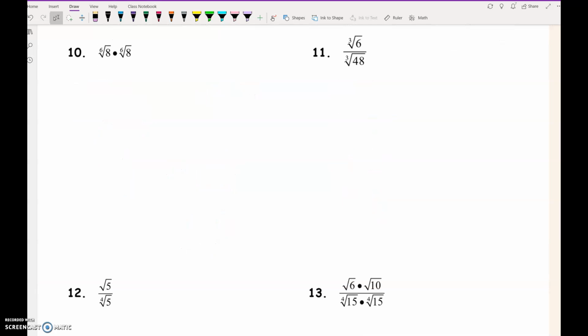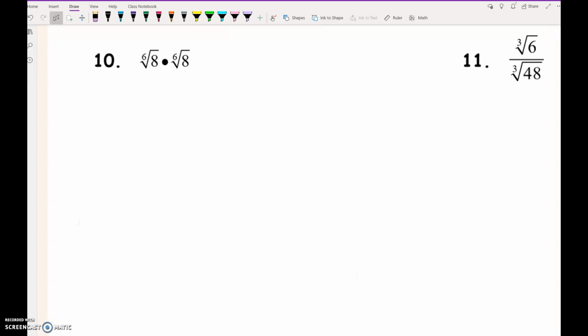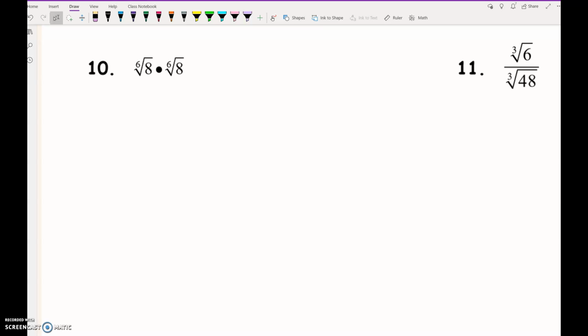The biggest thing for all of these is first check your index. If the index is the same, you can combine them. If the index is not the same, you cannot. In number 10, is the index the same? Yes. So this is the sixth root of 8 times 8. 8 times 8 is 64. Look in your sixth column. Sixth root of 64 is 2.